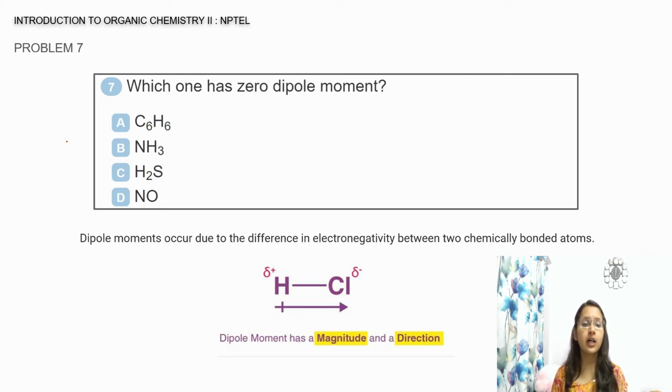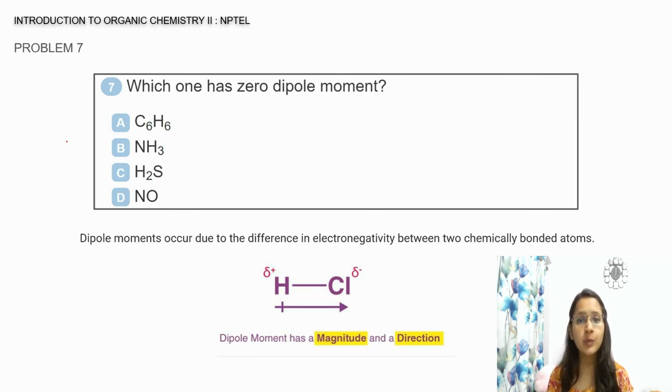First of all, we need to know what dipole moment is. It actually arises due to the difference in electronegativity between two atoms that are chemically bonded to each other, right? I have taken an example here, that is HCl. In the case of HCl, one atom is hydrogen and one is chlorine, right? Chlorine, we know, is very electronegative compared to hydrogen.